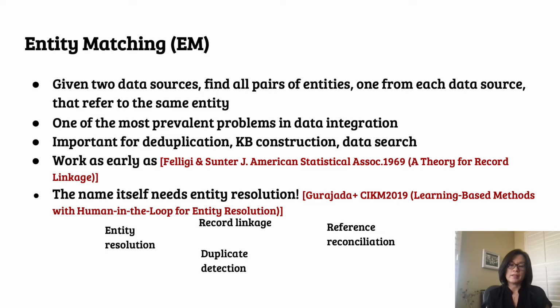Given that entity matching has been around, it is not surprising that it is also known by many different names, such as entity resolution, record linkage, reference reconciliation, and duplicate detection. As Gurajada et al. stated in their CIKM 2019 paper, in an interesting remark, perhaps the name itself needs entity resolution.